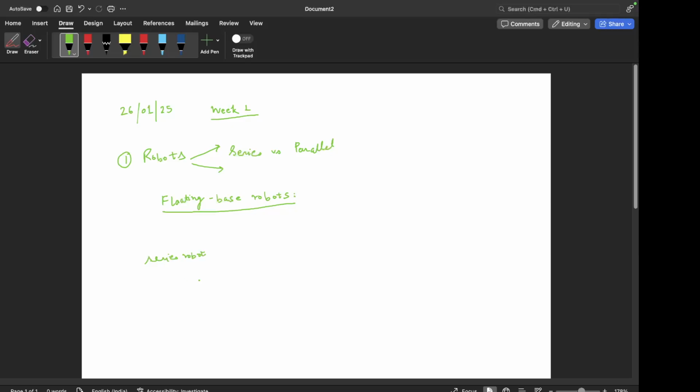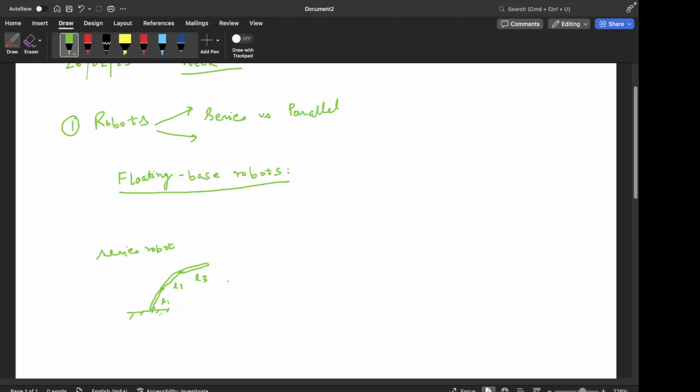That's basically your classic manipulator or robotic arm, right? In which there is a base link, and then there are consecutive links which are joined using revolute or prismatic or any different kind of joints that exist, right? So this is link one, this is link two, and this is link three, and so on, right?